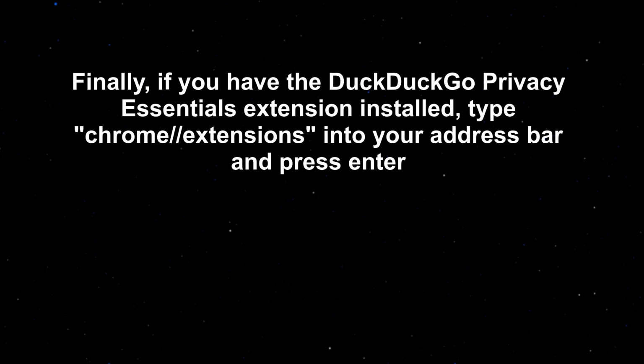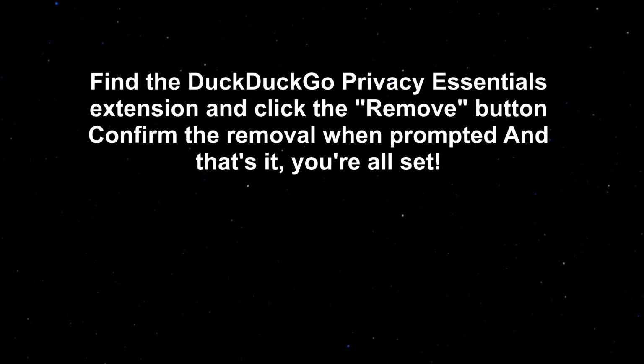Finally, if you have the DuckDuckGo Privacy Essentials extension installed, type chrome://extensions into your address bar and press Enter. Find the DuckDuckGo Privacy Essentials extension and click the Remove button. Confirm the removal when prompted, and that's it. You're all set.